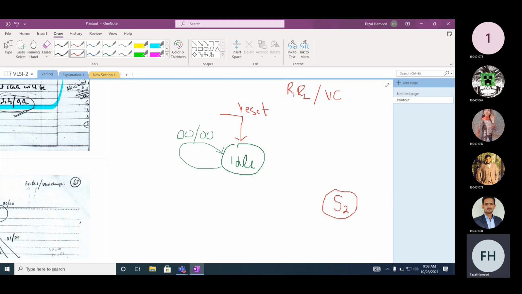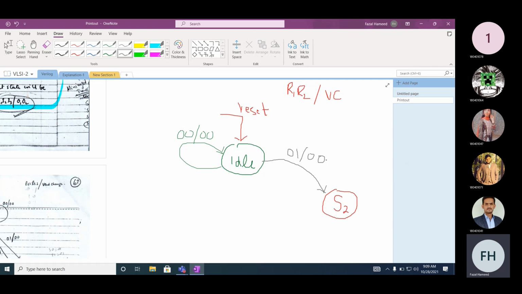So from this idle state to this state S2, it will make a transition when the input is 0 1. It means that now the user has inserted a coin of ₹2. Should I give a coke? No. What will be the output? 0 0. Why 0 0? Idle state means no input. Initial state is not an input.